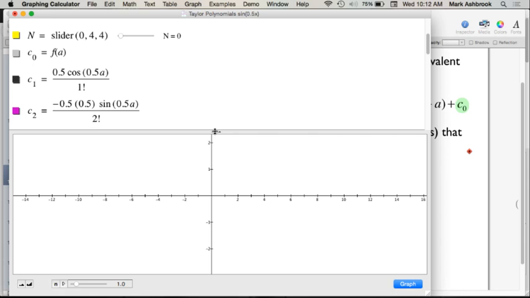For my file, in my GC file, I can just go up and change a to something else and it makes everything work. So I'm just keeping it as a for my file. But for our example, a is 1.